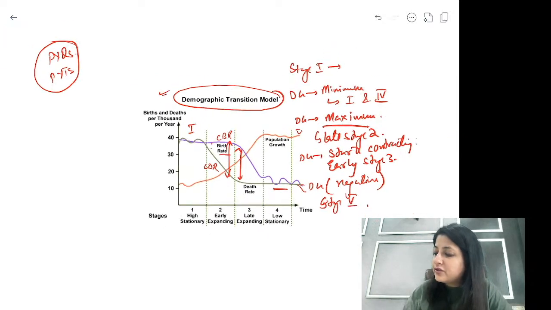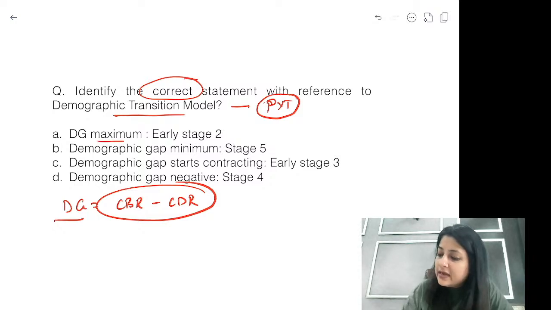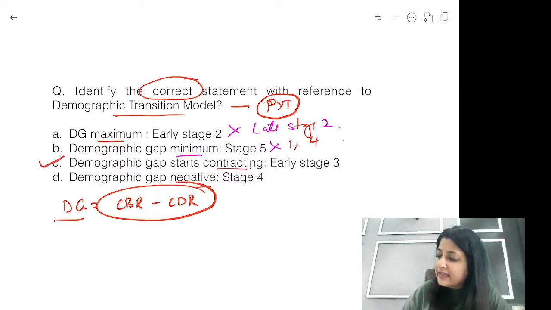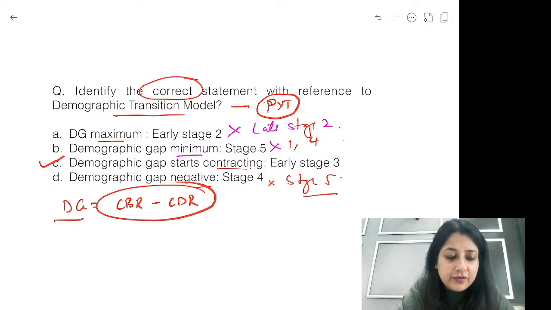So let's go to the question again. Demographic gap is maximum in early stage 2? No, it is maximum in late stage 2. Demographic gap is minimum in stage 5? No, it is minimum in stage 1 and stage 4. Demographic gap starts contracting. Yes, it is negative in stage 5. Clear? Negative in stage 5.